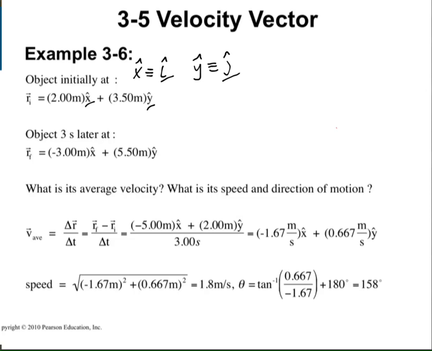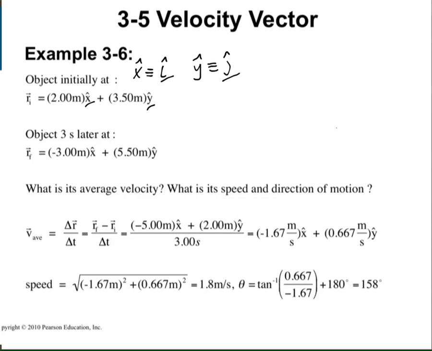you will get the average velocity vector. It is minus 1.67 meters per second in the x direction, and 0.66 meters per second in the y direction. If the problem asks you what the speed of the object is, then you will find the magnitude of this vector. So how do you find the magnitude of the vector? You just take the square of each component, add them, and take the square root at the end. This will be the magnitude, and in the case of velocity, the magnitude is nothing but the speed, and the speed is always a positive quantity.